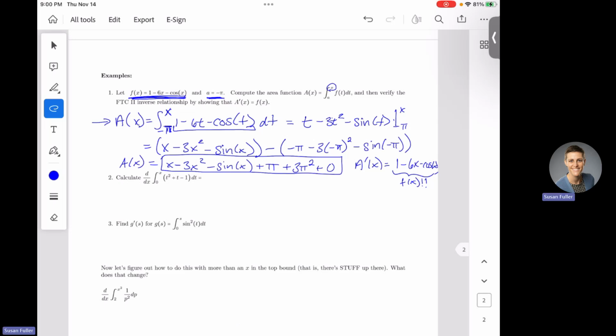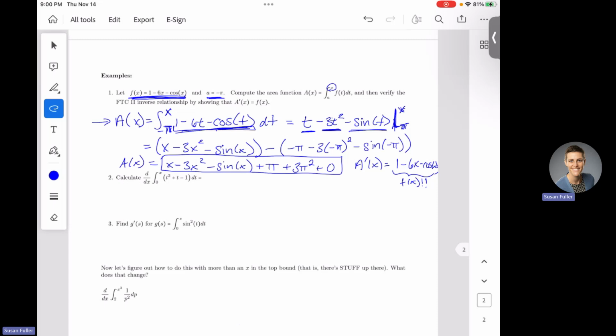And so to find our area function, you're going to integrate this just like normal using the Fundamental Theorem of Calculus part 1. You take the antiderivative of what's in here. You can use any antiderivative you want. So we pick c equals 0. So the antiderivative of 1 is t. The antiderivative of negative 6t is negative 3t squared. And the antiderivative of negative cosine of t is negative sine of t. And we picked c is 0 to make our life easier because any value would work. And then we evaluate that from our negative pi down here up to x.